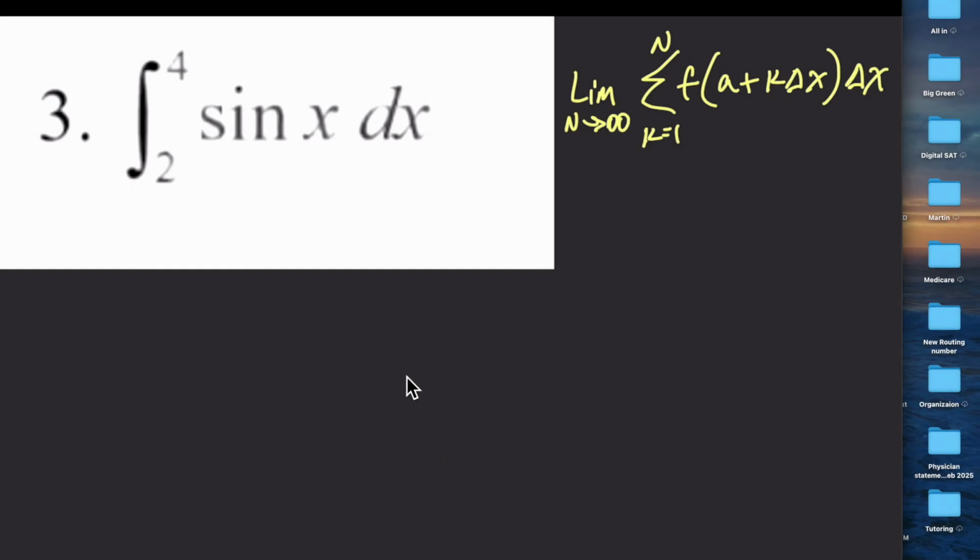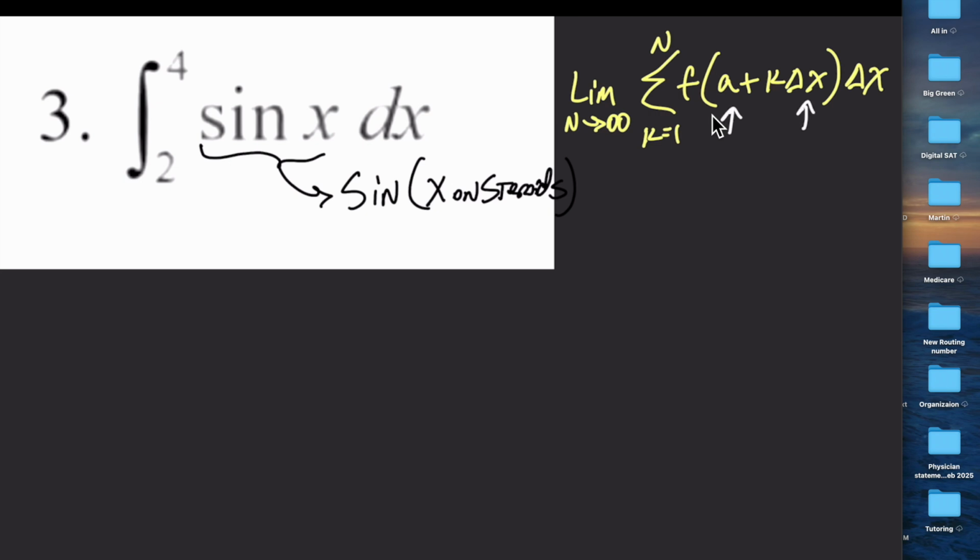Next, we are given this definite integral, but now we have an actual function. We're not using theoretical f of x. And our actual function is sine of x. So folks, when we go to the Riemann sum, we're going to change this to the sine of x on steroids. How are we going to do that? Well, we're going to get our a value, which is shown here, and we've got to get our delta x.